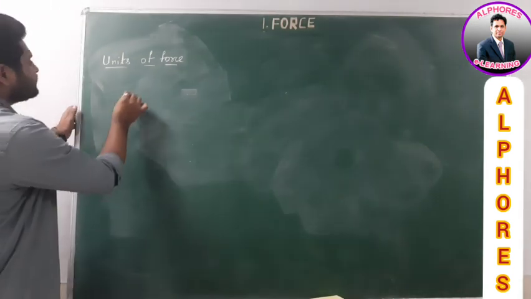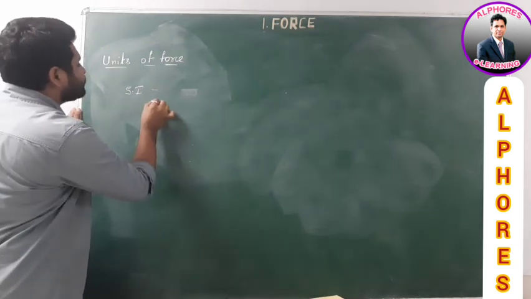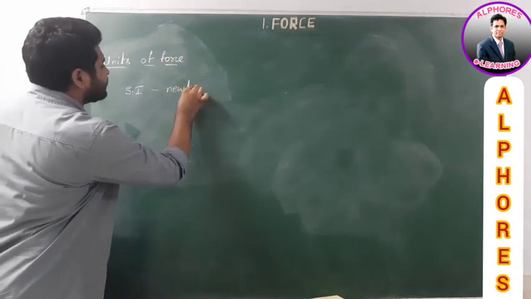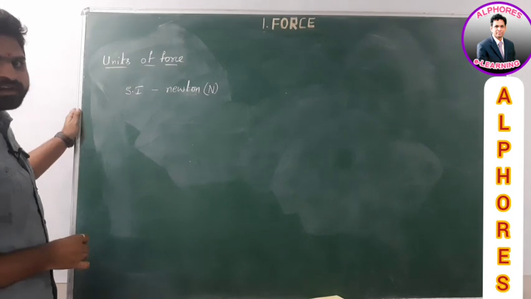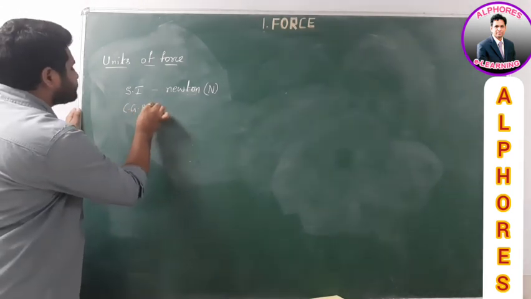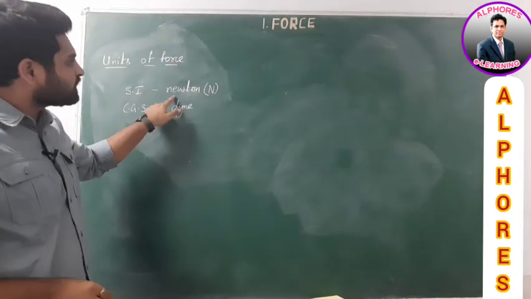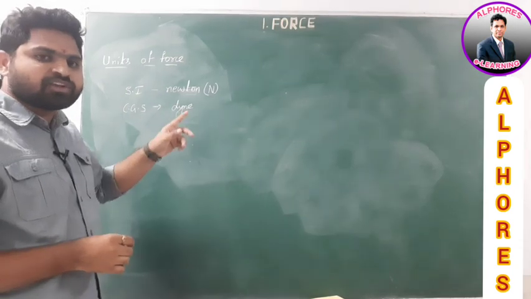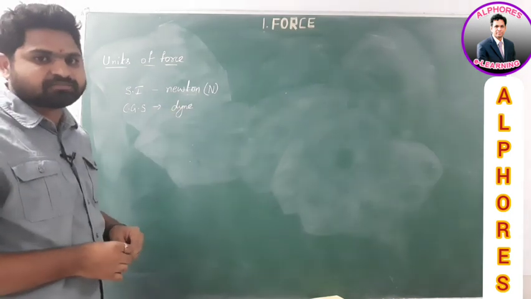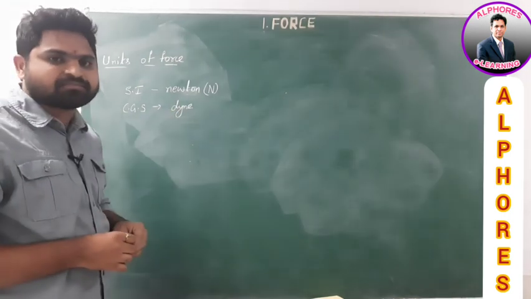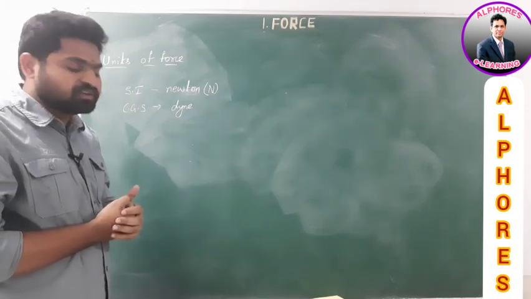Units of force. In the SI system, the standard international system, the unit of force is Newton, and it is represented by the symbol capital N. Whereas the CGS unit of force is dyne, and no symbol for this. Newton is a scientist. The SI unit of force is named after a scientist whose name is Newton, Sir Isaac Newton. Whereas the CGS unit of force is dyne. In Greek language, dyne means force. The meaning of dyne is force. I hope you understand this.